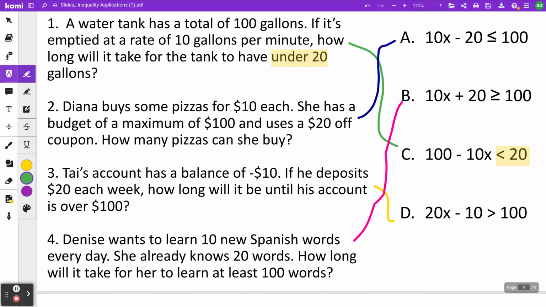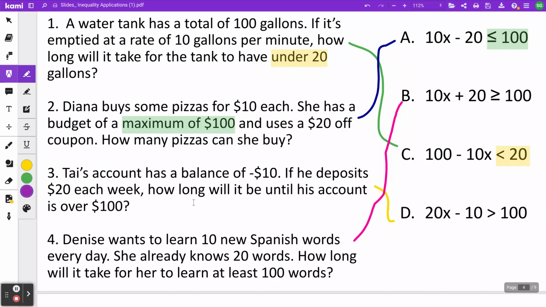And then again, we're looking for those inequality words. I know it is a less than or equal to sign because of that word maximum. If you can spend a maximum of $100, that means 100 is the most you can spend. You can spend exactly 100, or you can spend less than $100. So that translates to that less than or equal to sign.